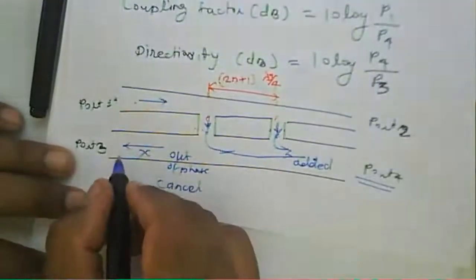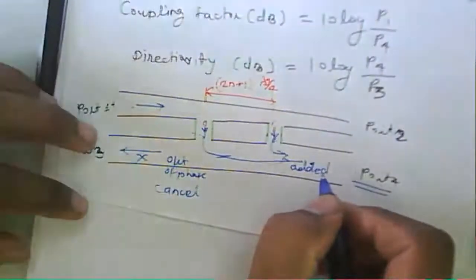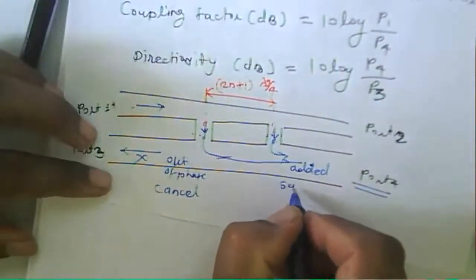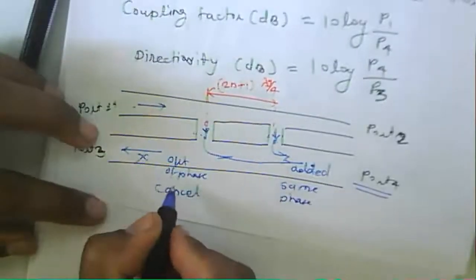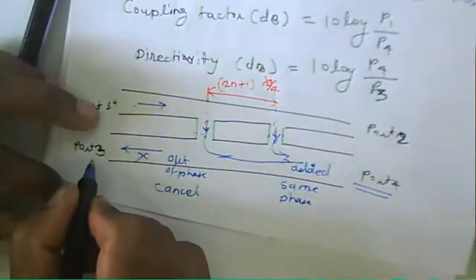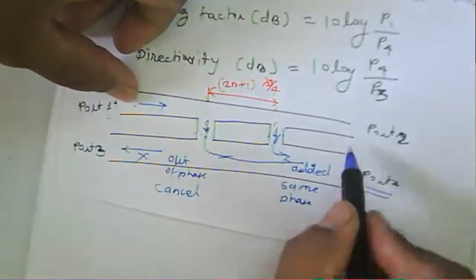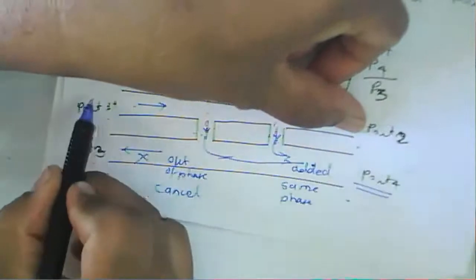It will cancel at port 3, and at port 4 it is added. In the same phase, it is added. In the out of phase case, it is canceled. So at port 3 there is no output. If we provide the input to port 1, output will be available at port 2 as well as port 4. If we provide the input to port 2, output will be available at port 1 and port 3, in a forward direction.